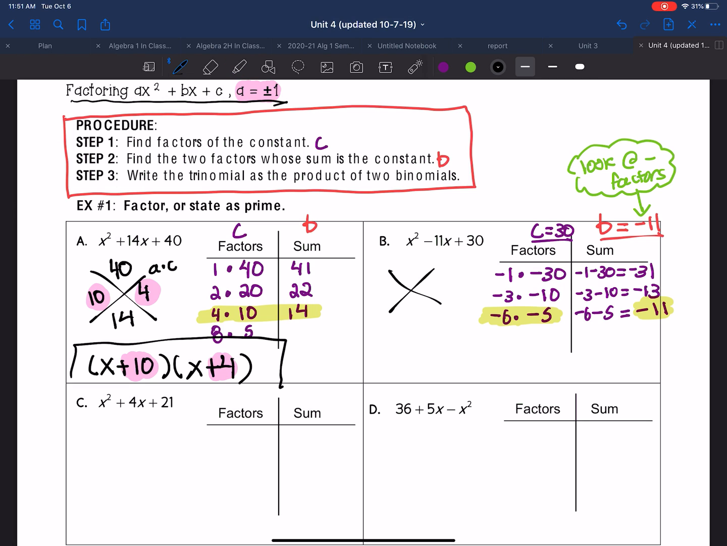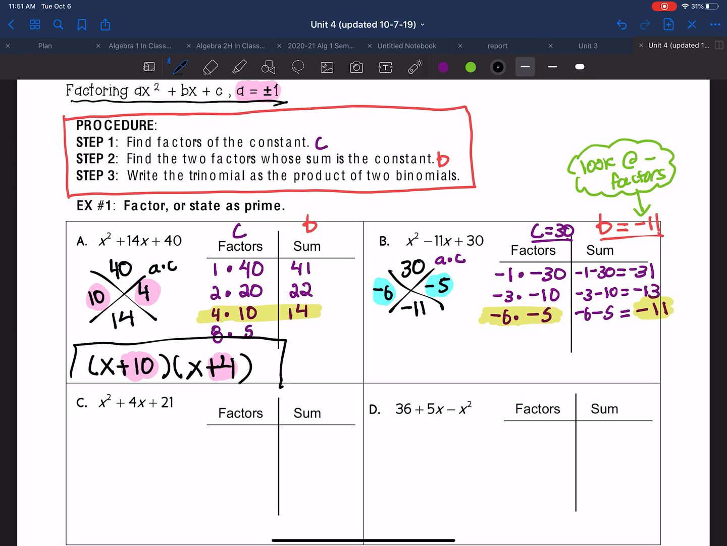So if I go ahead and put my diamond down here, 30 goes on top. Remember, we always put that C value on top. I always put A times C just so that when we get to the other stuff, it doesn't get complicated. But A times C goes on top, and then B goes on the bottom. So negative 11 down here. Factors of 30 that add up to negative 11. Well, I found that negative 6 times negative 5 multiply to 30, and they also add up to negative 11. So those two numbers are going to be the factors of my expression.